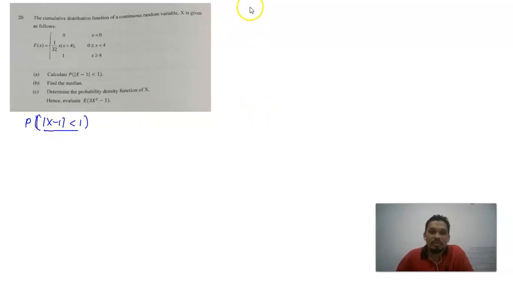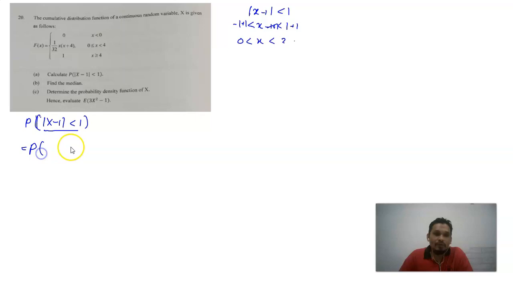Do you still remember this? In semester 1, topic 1, modulus of x minus 1 less than 1. With the modulus sign and less than, we get x minus 1 in between 1 and negative 1. You still remember that? Good. So we simplify: add 1 to each part. Negative 1 plus 1 equals 0, and 1 plus 1 equals 2. So it comes up with the probability of x from 0 until 2.